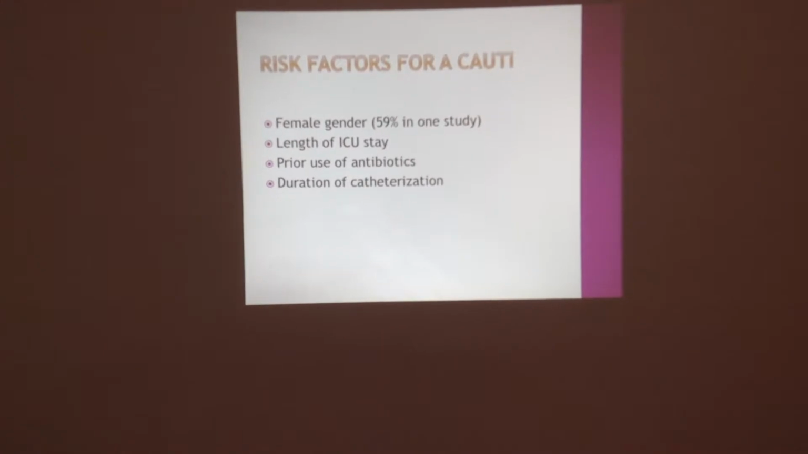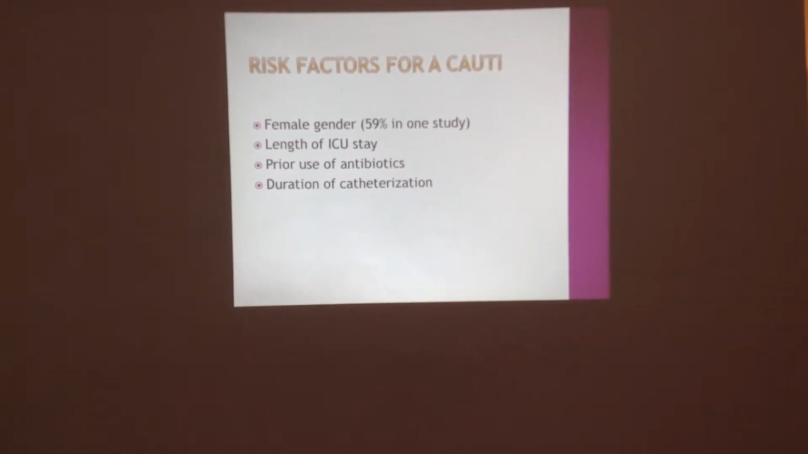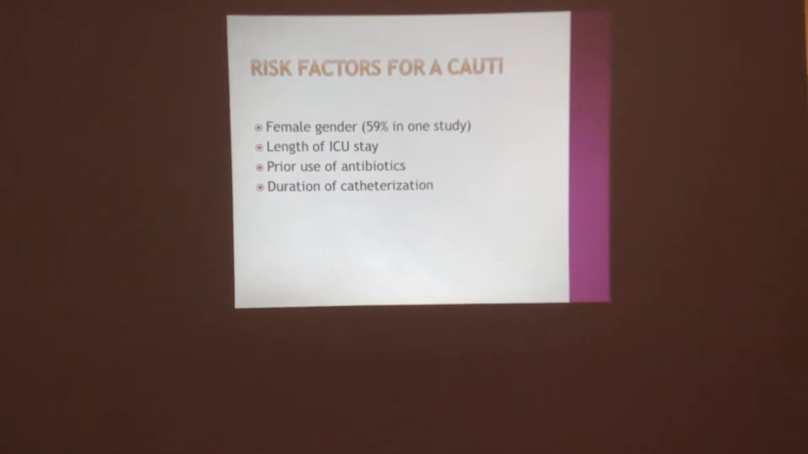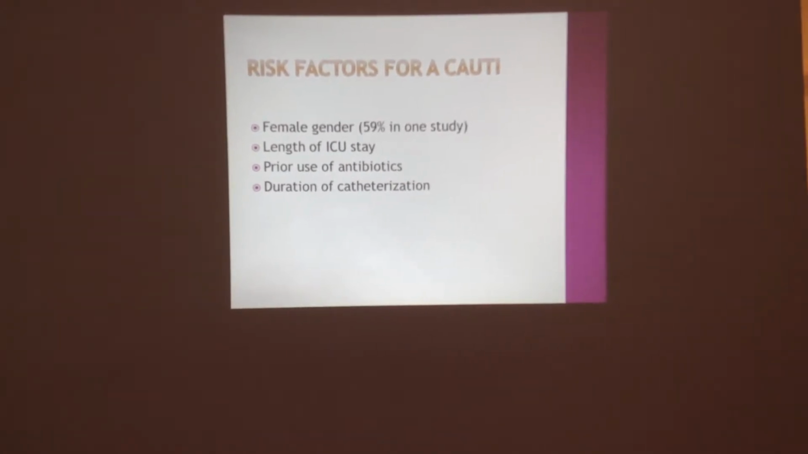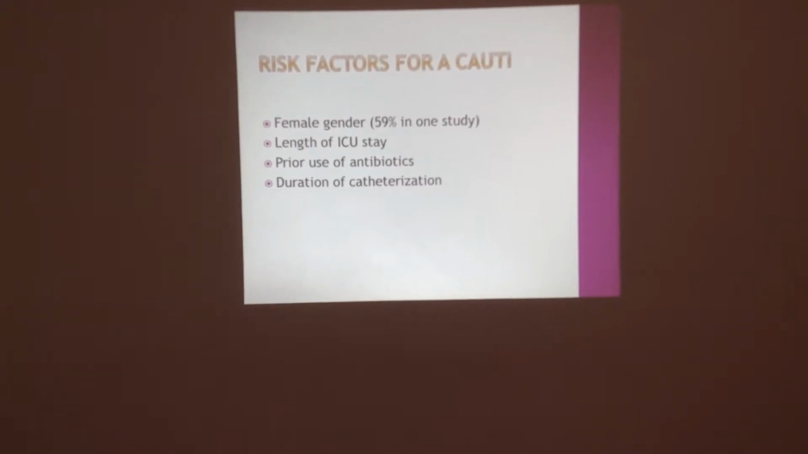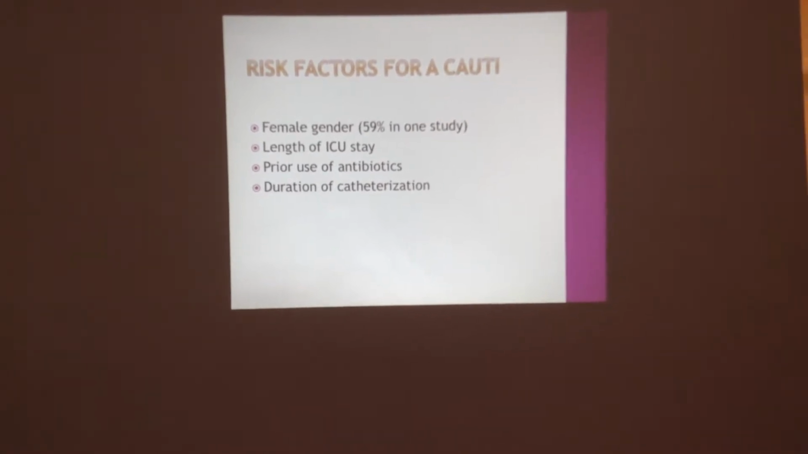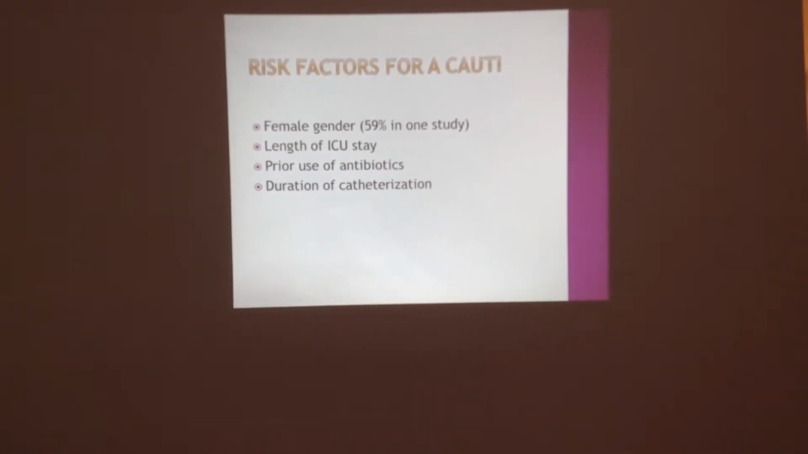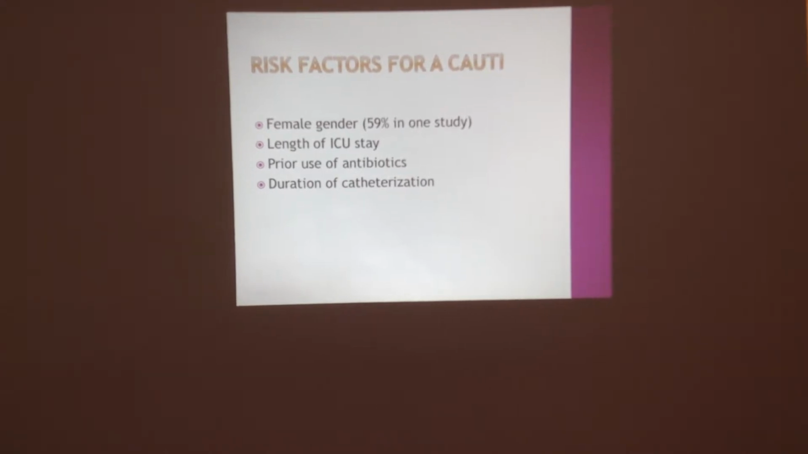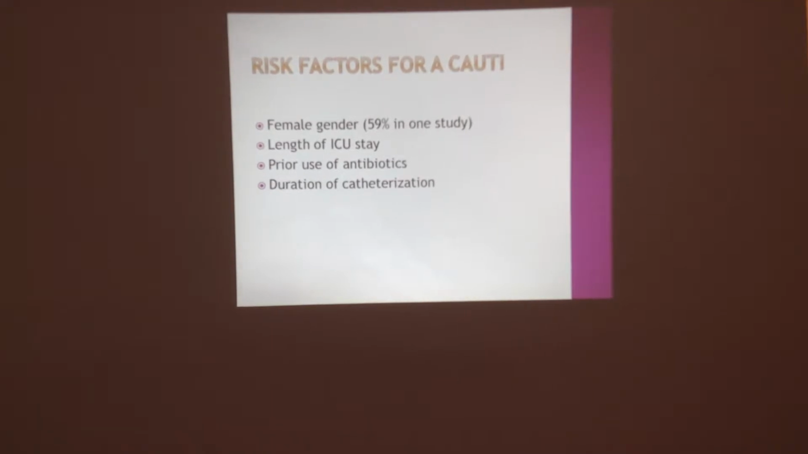The risk factor for developing a CAUTI is females. Females have a higher rate. In one study, it was 59% of developing a CAUTI, and that's primarily due to the fact that there are not many alternative methods or products for an indwelling catheter. So with the male, we can use a condom cath, but we just don't have that many products for females. Also, the length of stay, antibiotic use, and the duration of the catheter will increase the patient's risk.